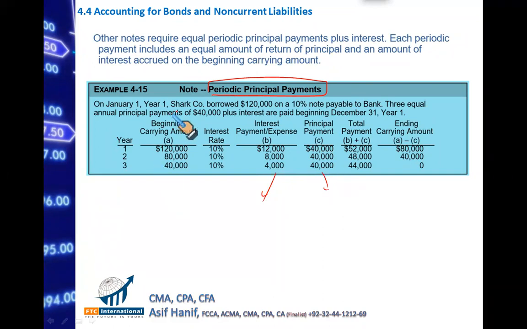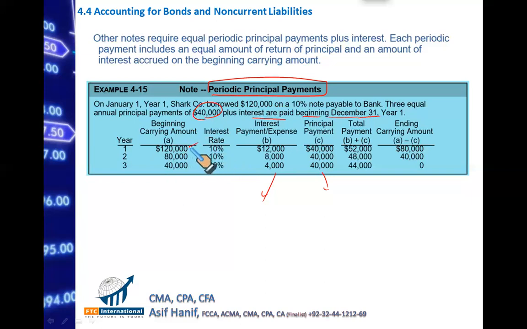Let's read this one. Shah Company borrowed 120,000 on a 10% note payable to a bank. We borrowed 120,000 from a bank, and we have given the bank notes. We will pay in tranches, in parts. Under the condition, 3 equal annual principal payments of 40,000 plus interest will be made, beginning December 31st, year 1. Now, we receive $120,000.